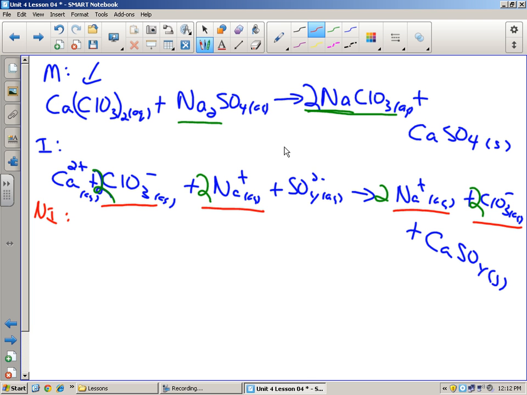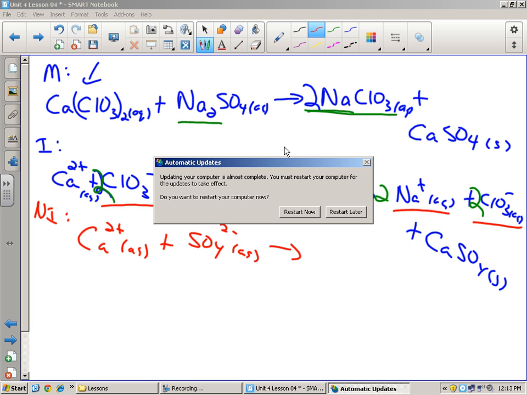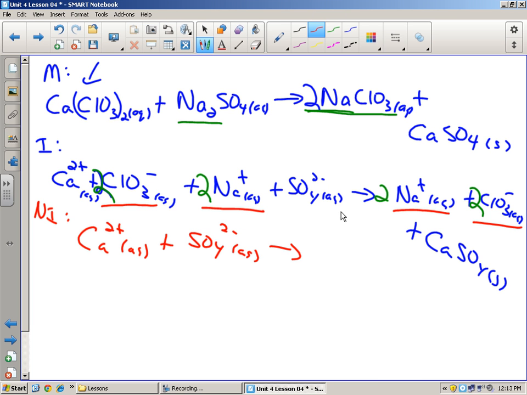Net ionic equation, what's overall happening here? Calcium 2 plus, sulfate 2 minus. Remember, we take out the spectator ions and just write what's left, right? So, calcium ions, sulfate ions gives you calcium sulfate solid. 2 plus, 2 minus, swap, drop, and reduce. Okay? And there you go. Good?